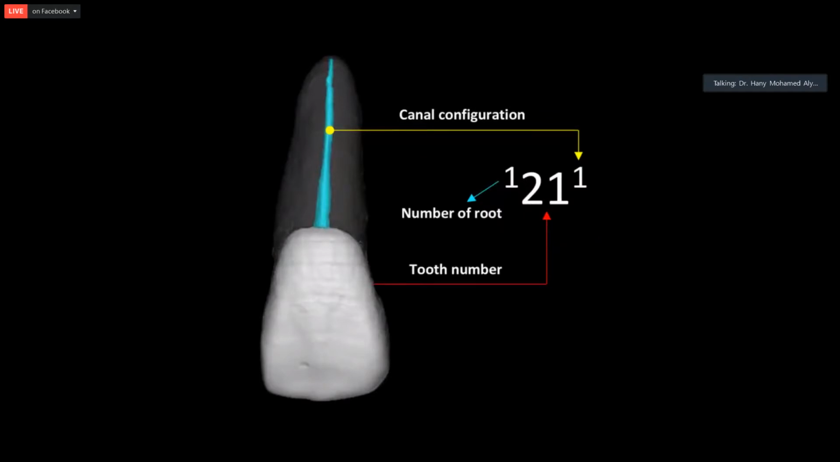So for example, this tooth is tooth 21, the maxillary left central incisor, which is single rooted. The superscript on the left is the number of roots, so it's single rooted and has one canal.